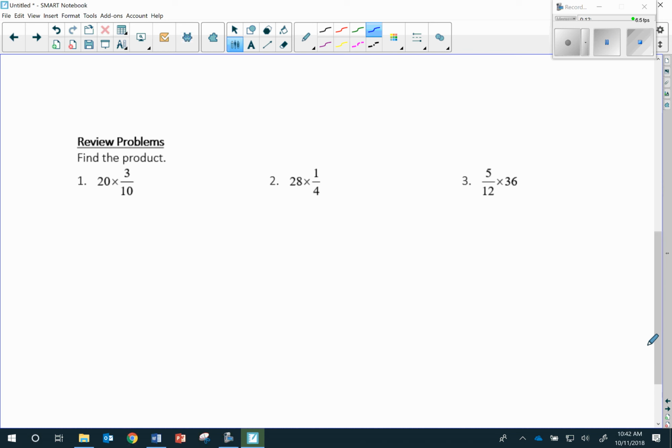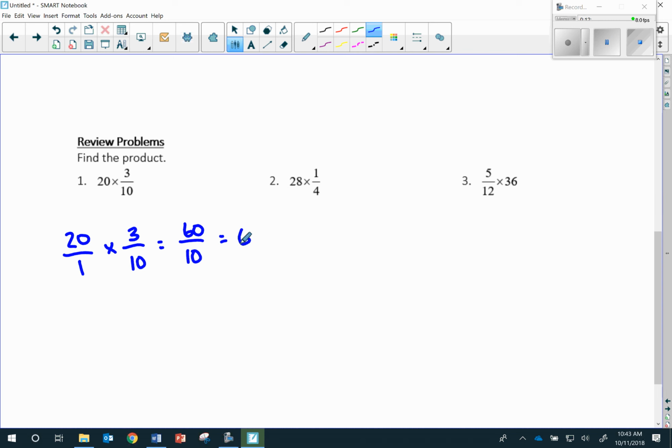All right, these review problems are simply finding the product, which means an answer to a multiplication problem. When you multiply fractions, remember that you multiply your numerators and then multiply your denominators. If you have a whole number by itself, to turn it into a fraction, you simply put it over 1. So this first one would be 20 over 1 times 3 over 10, which equals, if we multiply our numerators, 60, and then multiply our denominators, 60 over 10. 60 divided by 10 does equal 6.